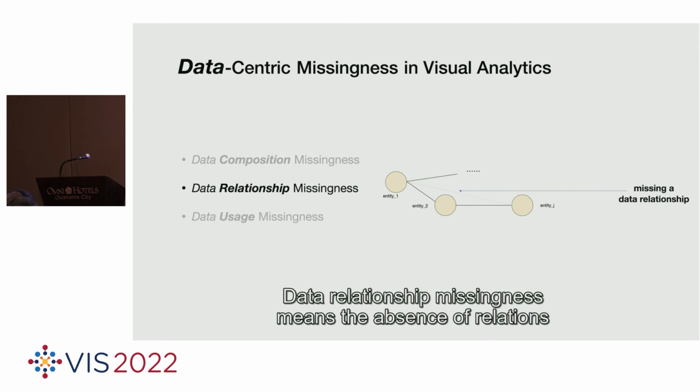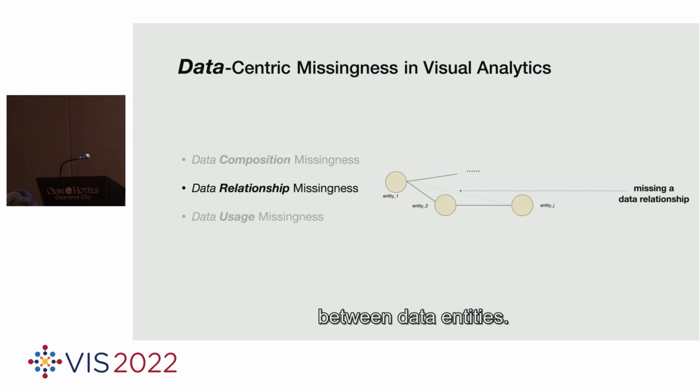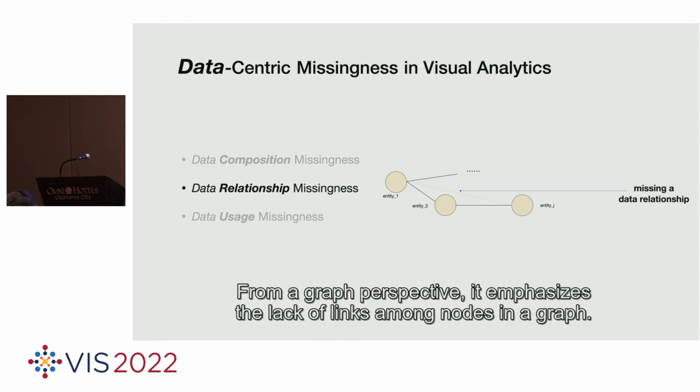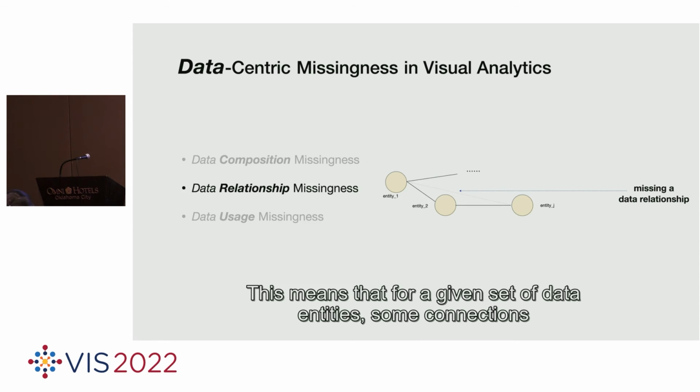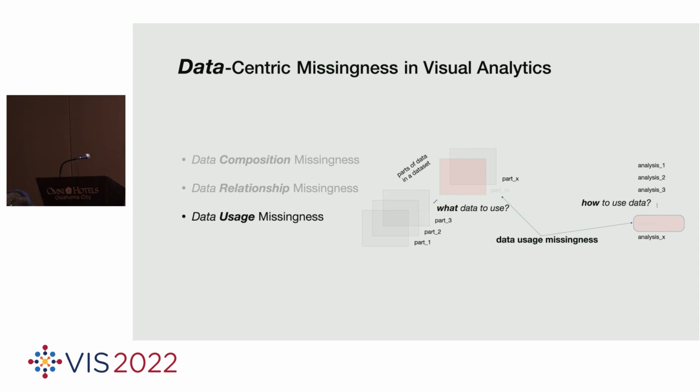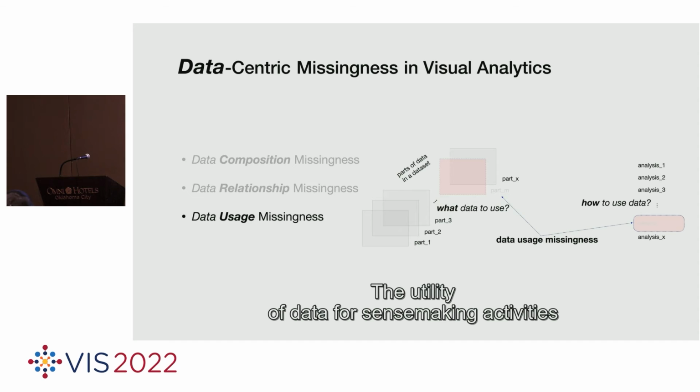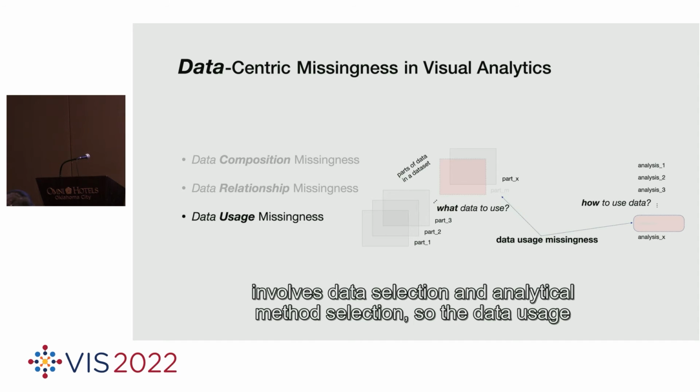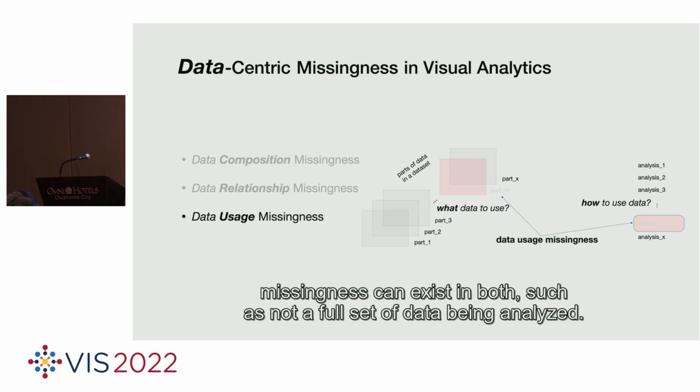Data relationship missingness means the absence of relations between data entities. From a graph perspective, it emphasizes the lack of links among nodes in the graph. This means that for a given set of data entities, some connections between them do not, or with a very low probability, exist. The utility of data for sense-making activities involves data selection and analytical method selection, so the data usage missingness can exist in both, such as not a full set of data being analyzed.